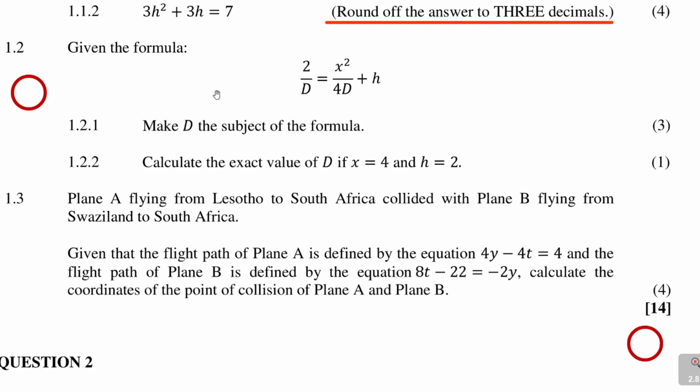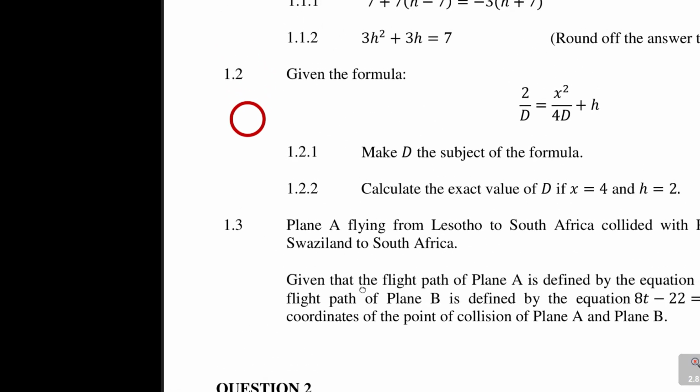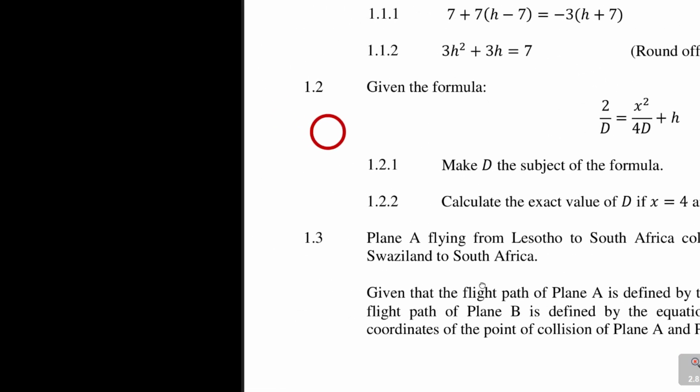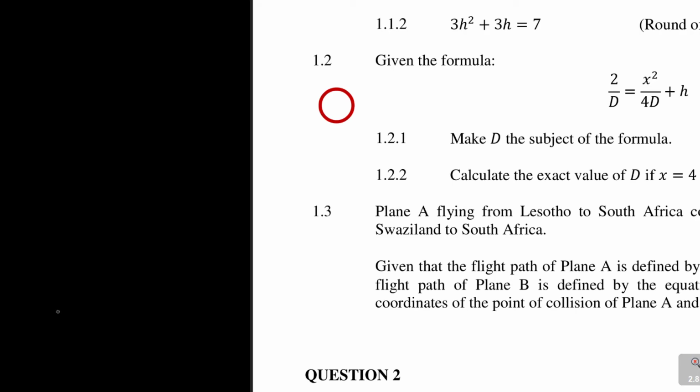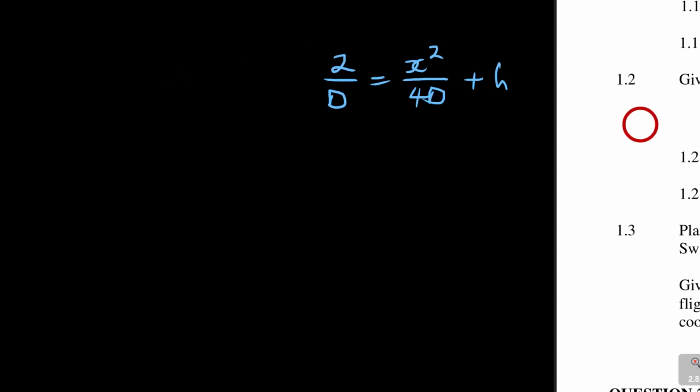We got to move. Given the formula, blah blah blah, make D the subject of the formula. I need to make D the subject. 3 marks. The way they phrased these questions was a bit different from the previous papers, but it's still algebra. Let's go according to what they want, which is 2 over D is equal to x squared over 4D plus h. Now I want to make D the subject. They made it 3 marks. Interesting, but let's take it as it comes.